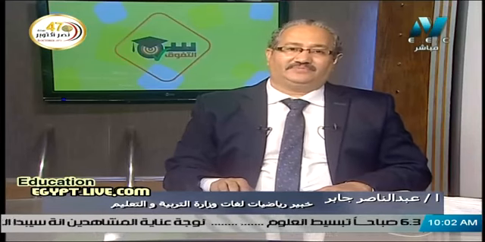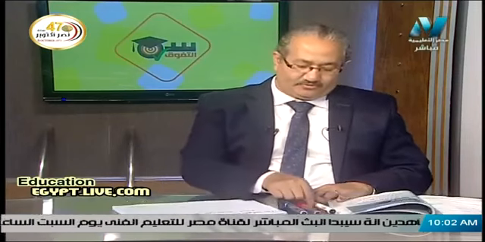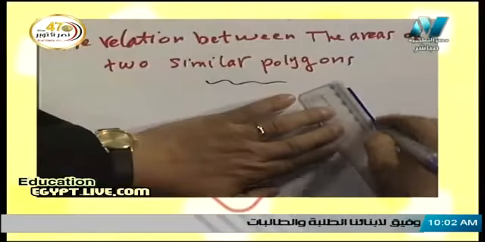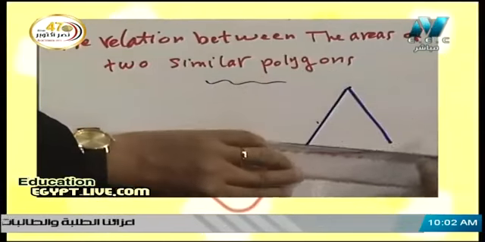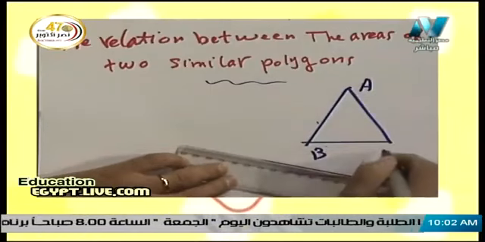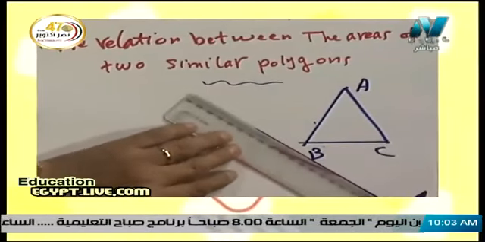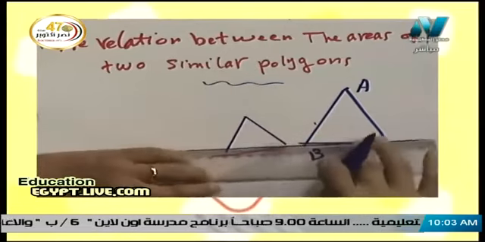Today we are going to study a new lesson in geometry, which is similarity and areas. Now we will draw a triangle like that. If we have two triangles and the two triangles are similar, a triangle A, B, C, and the other triangle which is X, Y, Z, like that.